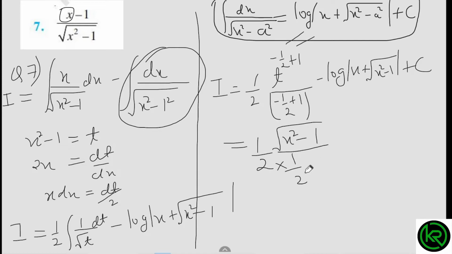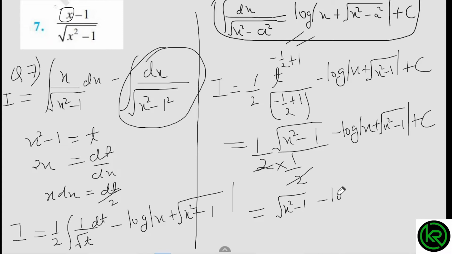Okay, so this 2 will cancel each other, and here we will write same log x plus under root x square minus 1 mod close plus c. Okay, so 2 cancel each other. Now we will get under root x square minus 1 minus log mod x plus under root x square minus 1 plus c. Okay, this is our final answer.